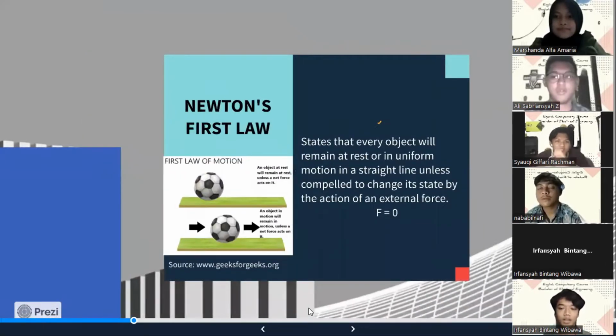Newton's first law. An object that is initially at rest will maintain its state of rest, or is lazy to move. And an object that is initially in motion will maintain its state of motion, or is lazy to stop. The property of an object that tends to maintain its state of motion is called inertia, or laziness. The formula of Newton's first law is sigma of force equals 0.